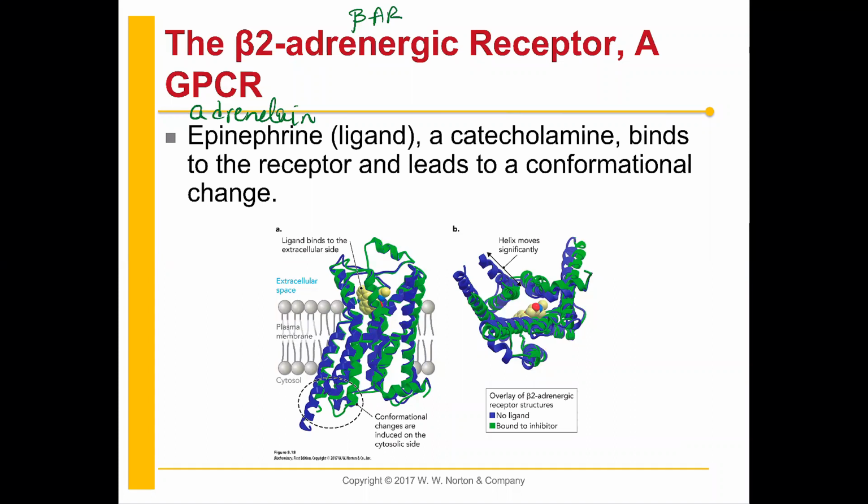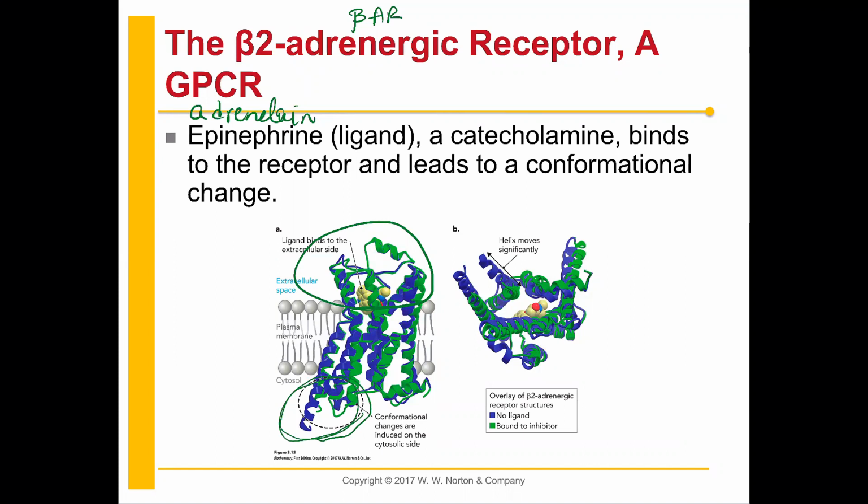So when epinephrine binds to this G protein coupled receptor, it's going to lead to a conformational change in the molecule. The ligand, the epinephrine, binds on the extracellular side, and it's going to induce that conformational change on the intracellular side. If you look here, the blue is no ligand, the green is our ligand bound. And you can see there are lots of conformational changes that occur over here in the intracellular side.